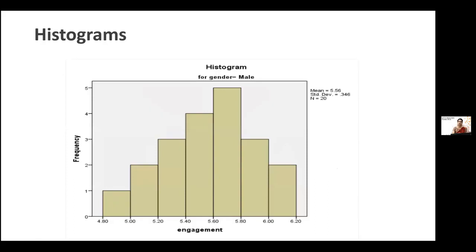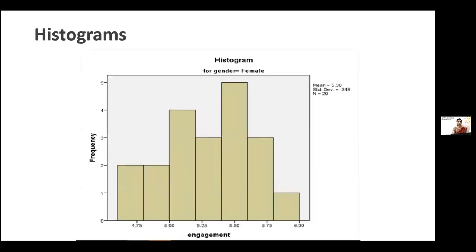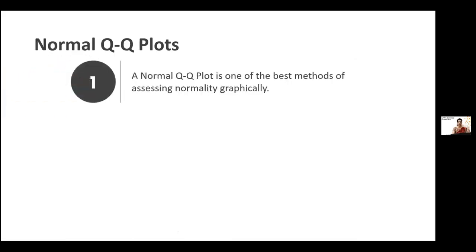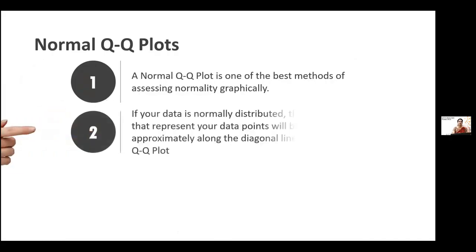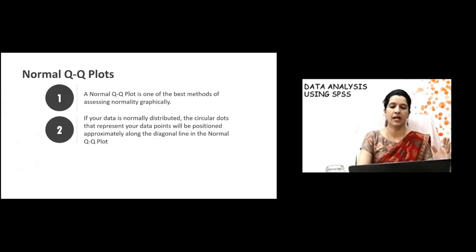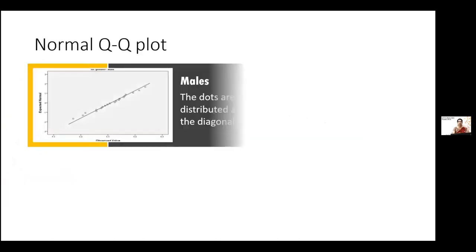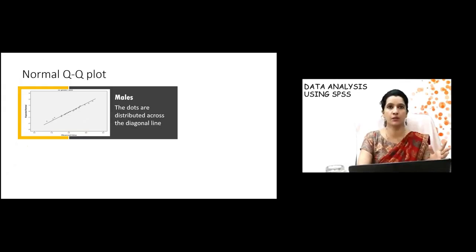So another way to do this is by the histogram, and in the histogram, I'll show you there is an option where you can click that and it will come. So the normal QQ plot, the full form of QQ is quantile plot, and it is one of the best methods of assessing normality graphically. If the data is normally distributed, the circular dots will be positioned along the diagonal line that we will see. So you can see this is a normal QQ plot.